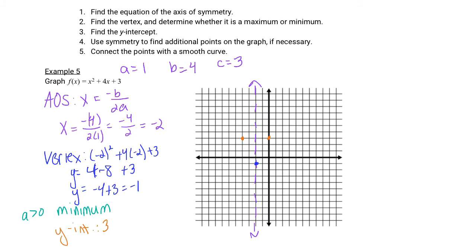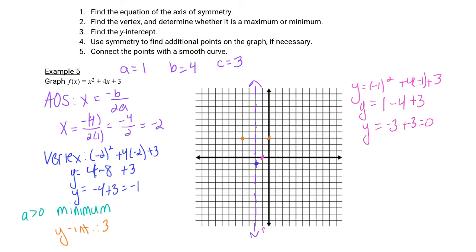Let's find one more point because I like to have lots of points in here. To do that, I want to find a point right here on x equals negative 1. To find that point, I'm going to plug in negative 1 for x into our equation. Negative 1 squared plus 4x plus 3. Oh, x. I missed it. X is what? Negative 1. So we've got y is 1 minus 4 plus 3. That is negative 3 plus 3, or 0. Okay, so at negative 1, y is 0.